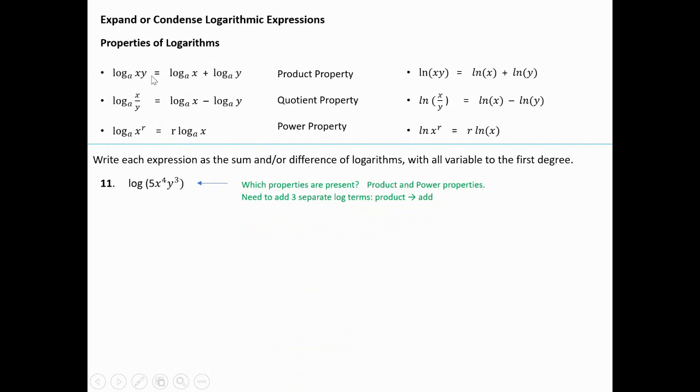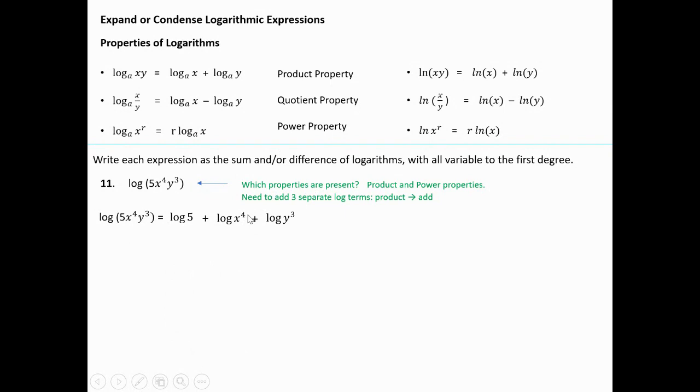If we had x, y, z, w, then it's going to be 4. So the numbers that are here, guys, are the ones that we're going to expand, the number of terms that are going to be expanded. So here we have 1, 2, 3, which is going to be 3 different logs. Log of 5 plus log of x to the 4th power plus log of y to the 3rd power. So this covers the product property.